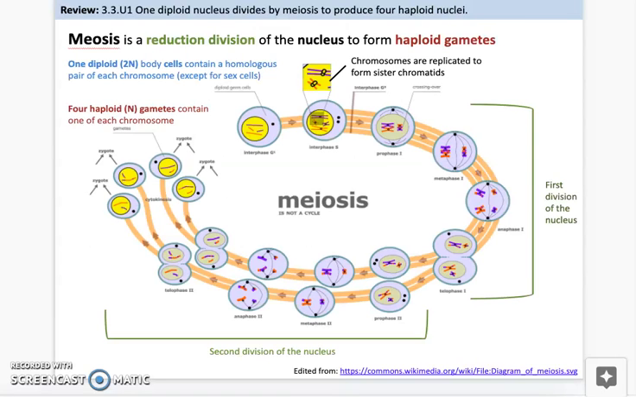Let's do a quick review of meiosis before we get into all of the details that the higher level version does have in it. Let's just do a quick review of 3.3. One diploid nucleus divides by meiosis to produce 4 haploid nuclei. So here we have a diploid nucleus. And what's happening right here is the chromosomes have now replicated, forming that X-shaped structure versus just the linear chromosomes. They're still linear, but they're copied, and so when they're copied, they have the 2 sister chromatids and do have that X-shaped structure that we talked about before.